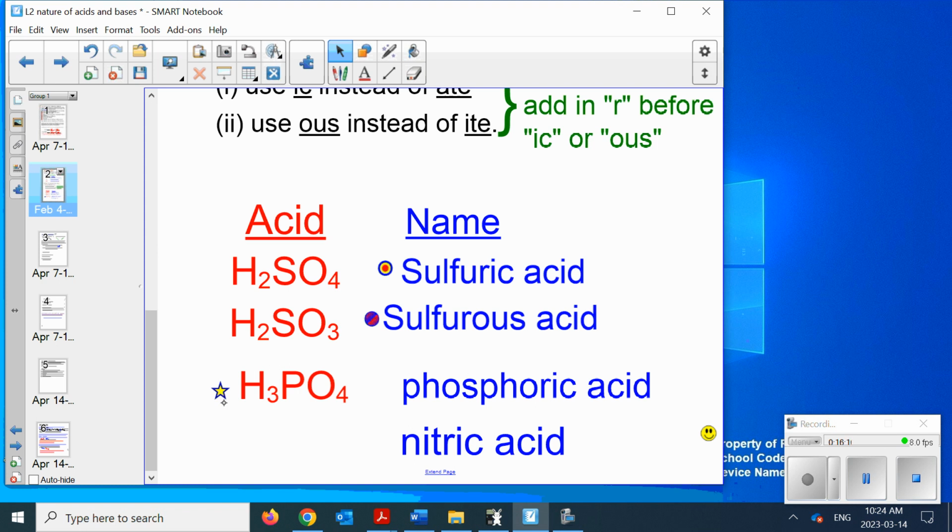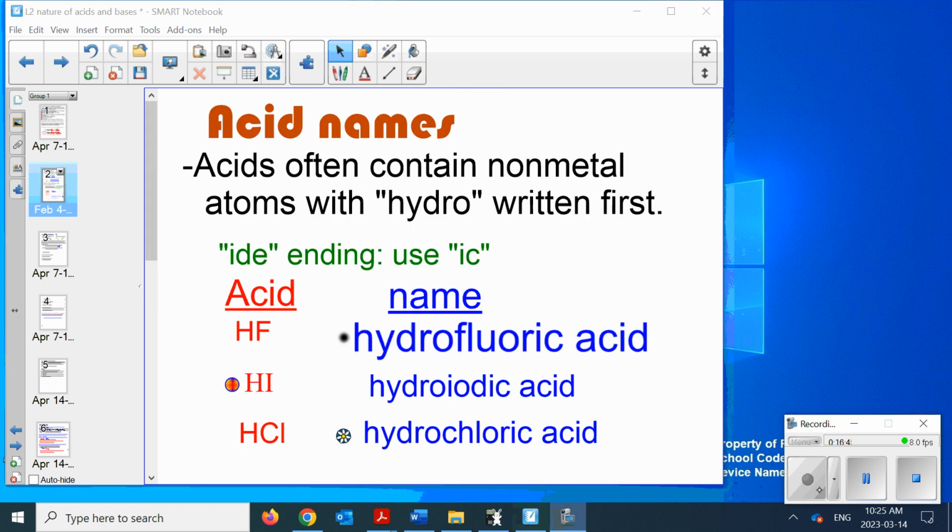And nitric does not come from one of those exceptions to the rule. It's nitrate. And that is NO3. So NO3 is a minus one ion. So with H plus, it's a one to one ratio. HNO3. There we go. Okay, we're moving along.